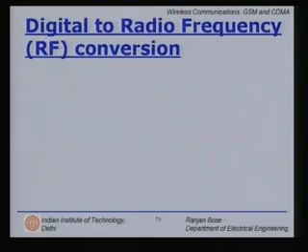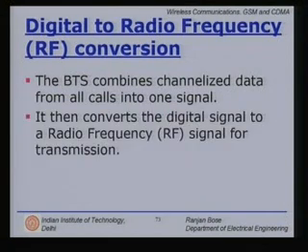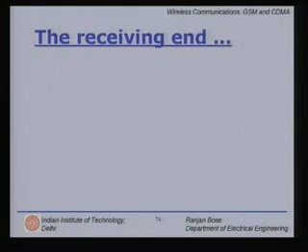The final stage in generating the CDMA signal is the digital to radio frequency, or RF, conversion. The BTS combines channelized data from all calls into one signal. It then converts the digital signal to the RF signal for transmission. Now, we move to the receiving end. So, from the base station we go to the receiver.